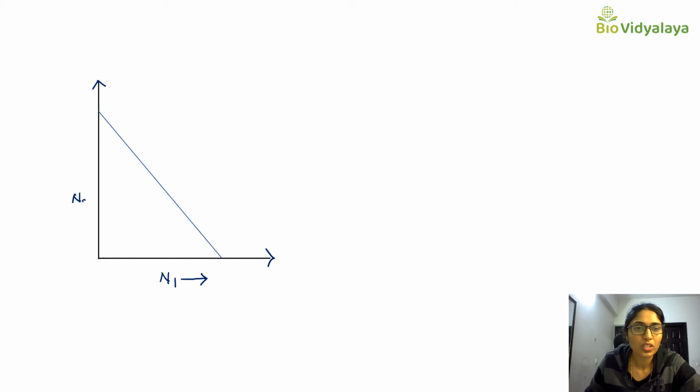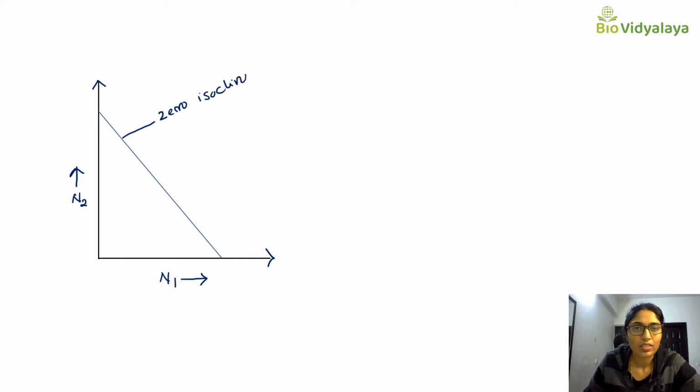Here I am drawing the state space graph. This is very important for your examination, so please listen carefully. This is the x-axis and this is the y-axis. In the state space graph, we are plotting the population size of species 1, that means N1, on the x-axis, and the population size of species 2, that means N2, on the y-axis. Here you can see one straight line, and this line is known as the zero isocline.